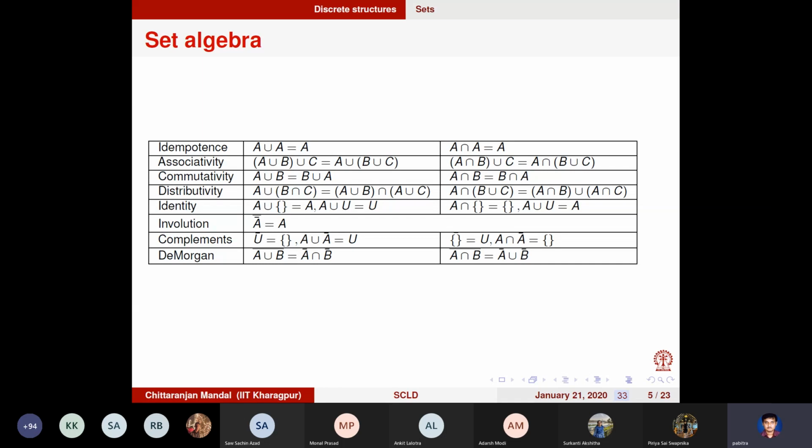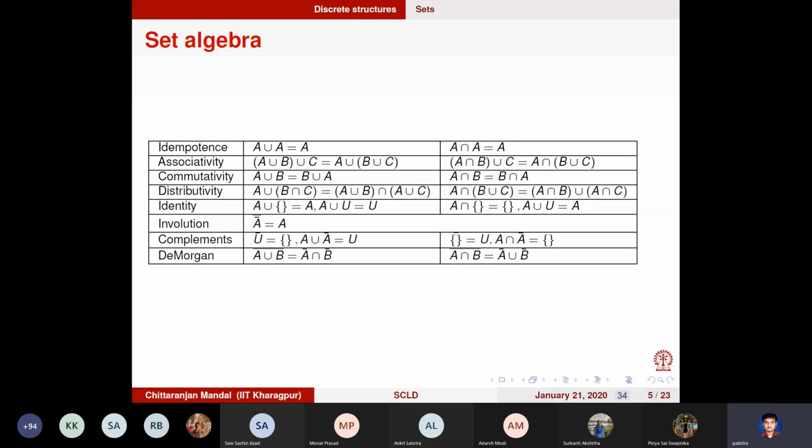Okay, so let's write down some such laws of set algebra. Again, I repeat, the purpose of these laws is that if you have an expression, you can reduce the expression by applying the law. That means substituting the left-hand side by the right-hand side.